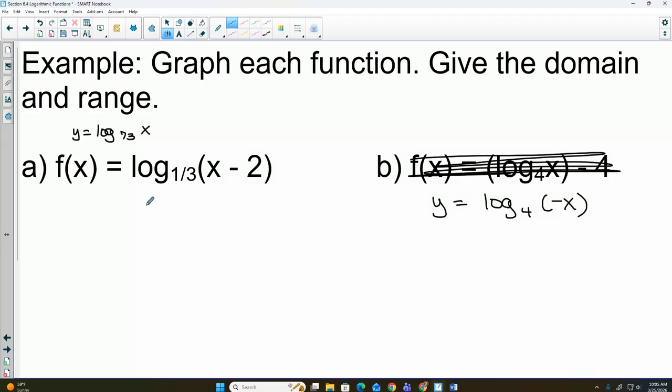So parent function for the first one, y equals log base 1/3 of x. What is that in exponential form? So if you do your t-chart, y is the exponent, so we put in -1, 0, and 1 for the y. So 1/3 to the -1 is 3, 1/3 to the 0 is 1, 1/3 to the first is, whoops, 1/3.